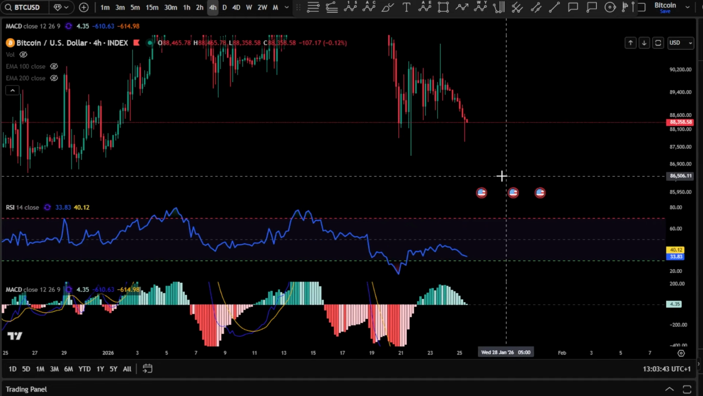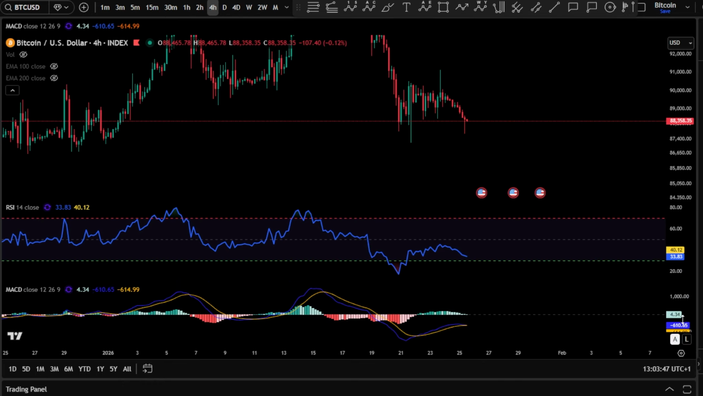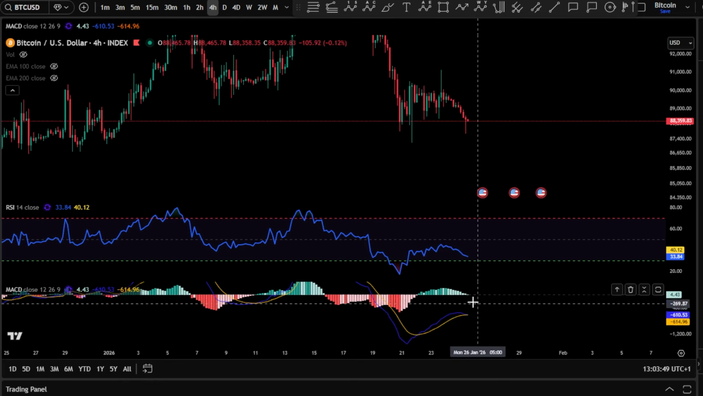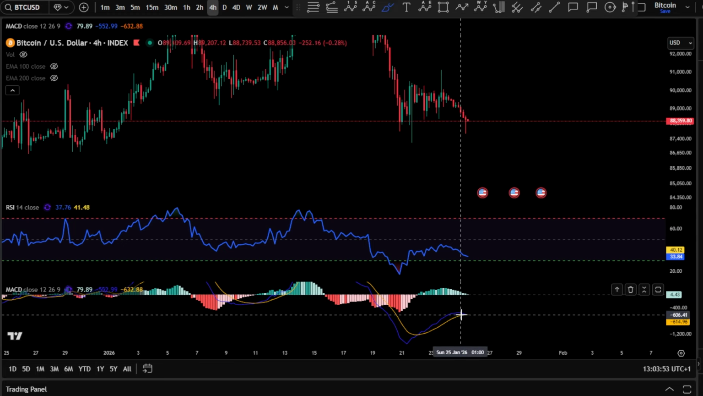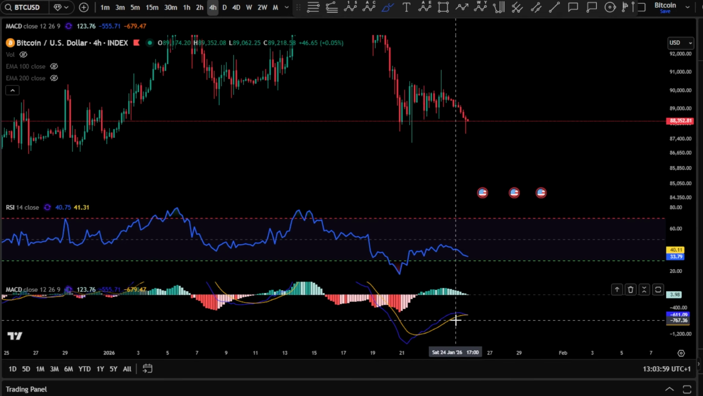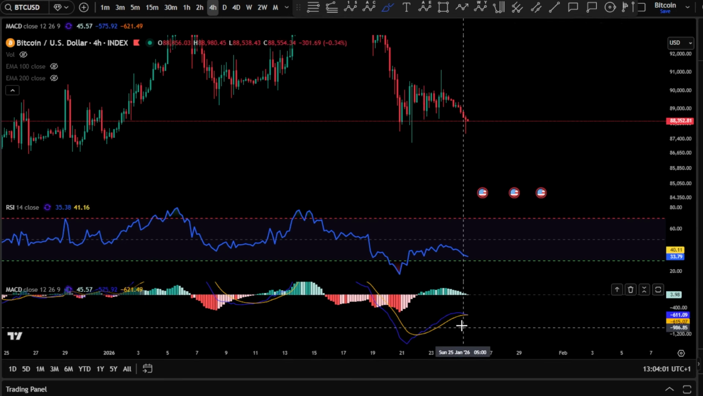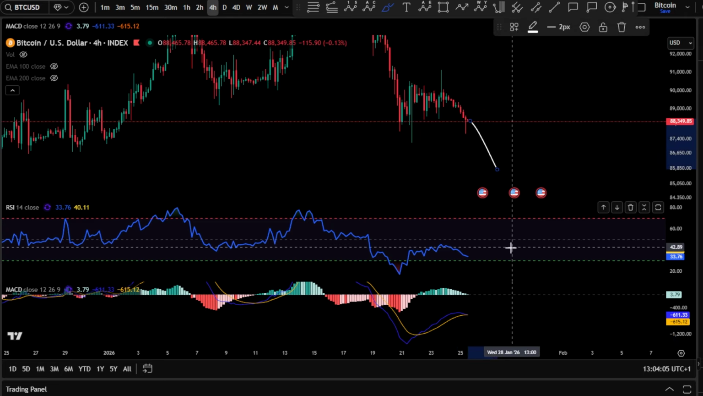On the 4-hour chart as well, the momentum is totally bearish on the MACD. We are in a bearish cross, even below the center line. So this is the most bearish scenario that you might see on the MACD: decreasing momentum, bearish cross, and still below the center line. This is very, very bearish. It might unfold something very deep and aggressive.